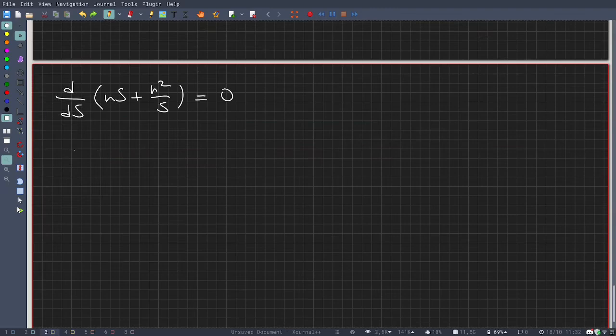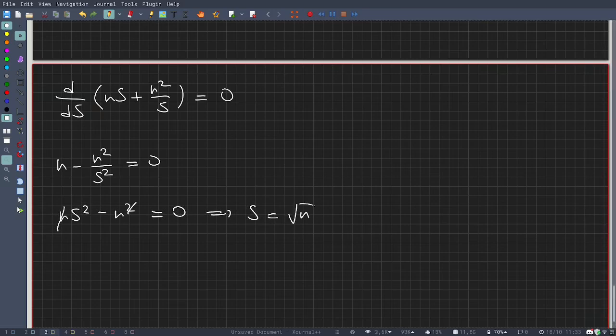And yeah, the derivative should be easy to calculate, and it's n plus minus 1 over n squared over, okay, I'm new at derivatives, sorry. Can I calculate a derivative? I don't know. Just this equals 0. Yeah, so we have ns squared minus n squared equals 0. S equals square root of n. Okay, that's it.